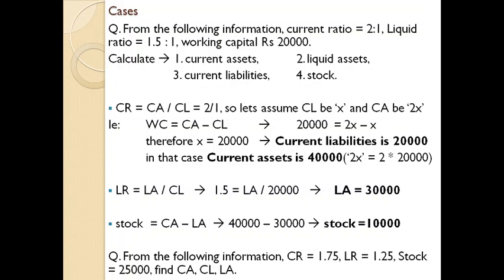How to find the answer? As I have told earlier, you have to go for anything relating to or depicting an amount. Here in this question, stock is given as 25,000, and the only equation we know about stock is current assets minus liquid assets. And in this question, you need to find the value of current assets and liquid assets. So there is no hope with that stock.